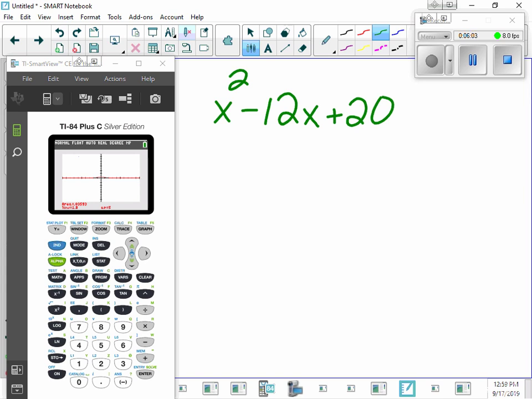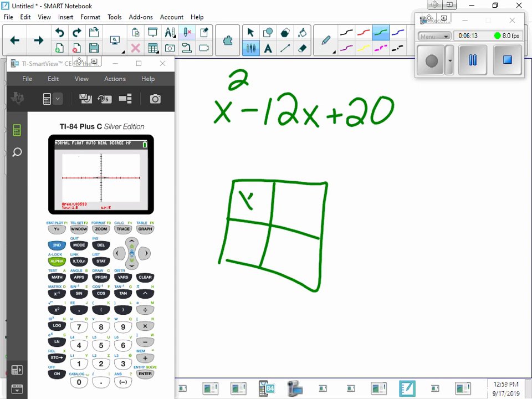So, can I pull anything out? Nope. And it's an x squared, so we're going to use the box. Put the x squared in the first one. Put the 20 in the last one. Multiply those together.